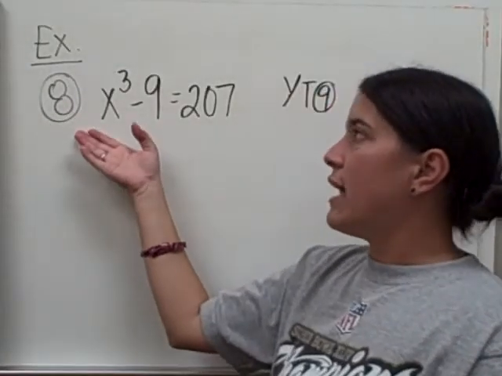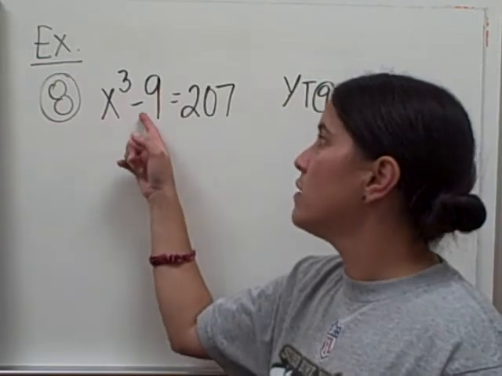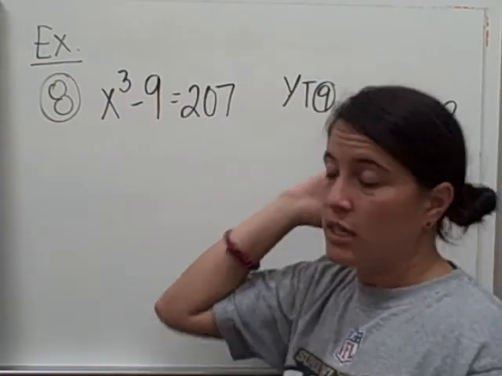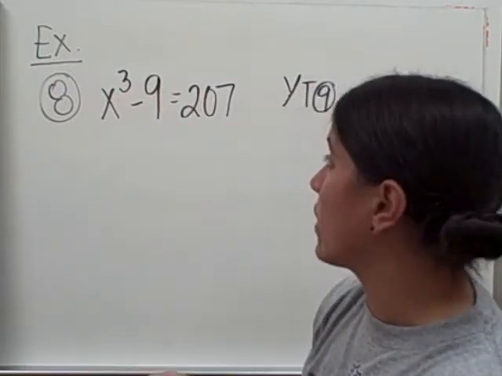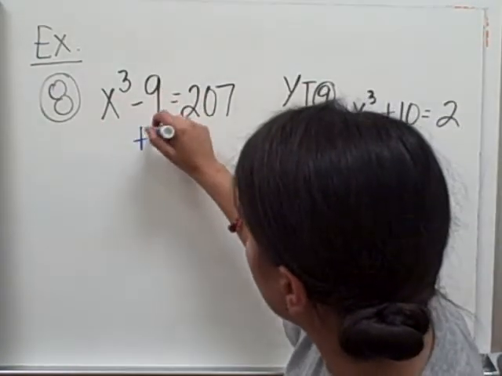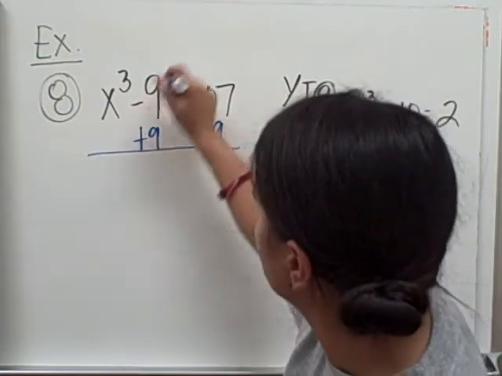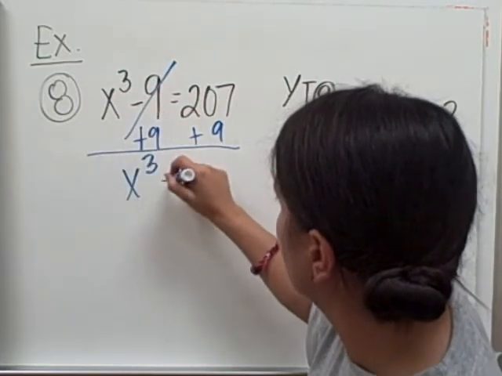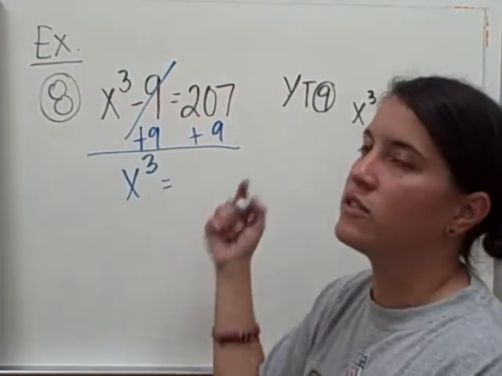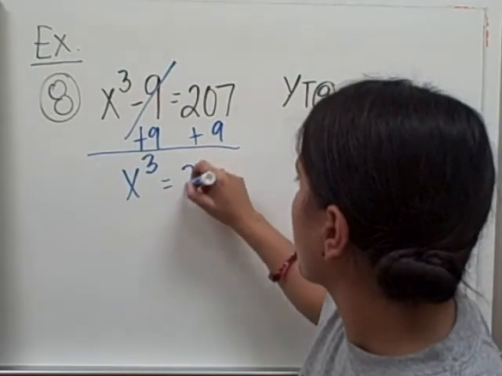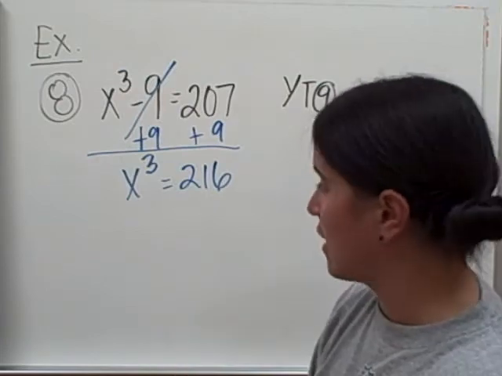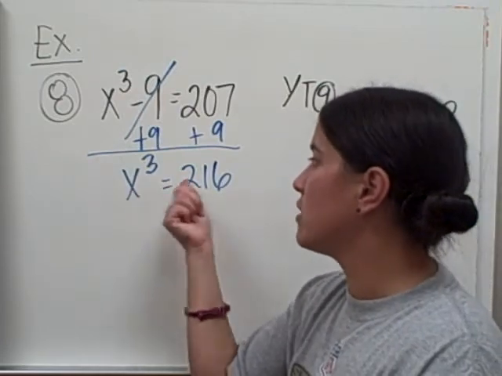All right, so example 8. x cubed minus 9 equals 207. This time I don't have a cubed root, I have x cubed. So I'm going to undo my minus 9 with plus 9 on both sides. I did plus 9, plus 9. 207 plus 9 is 216. I have x cubed equals 216.